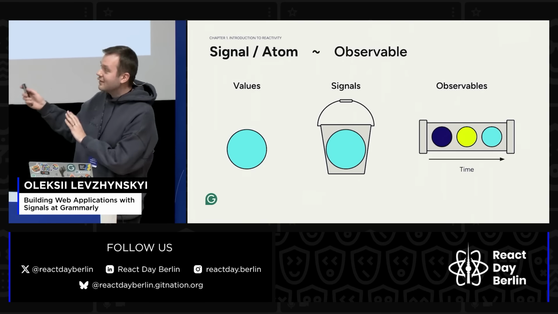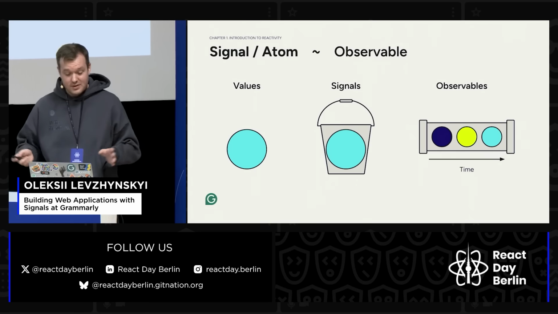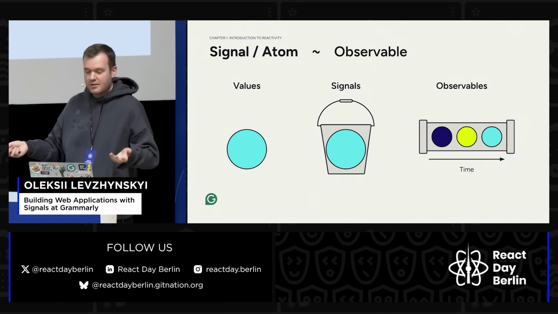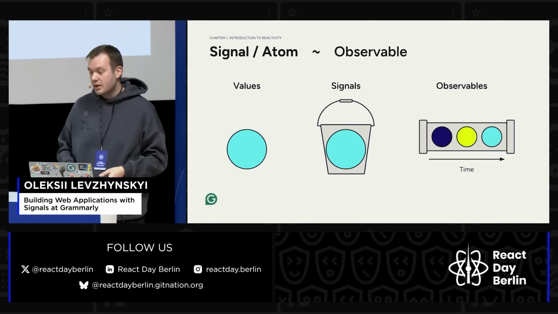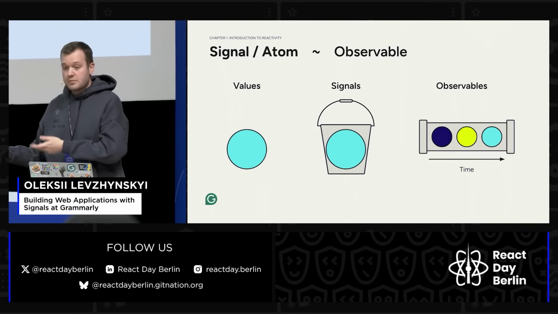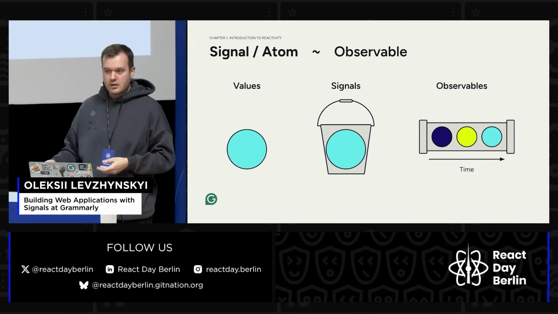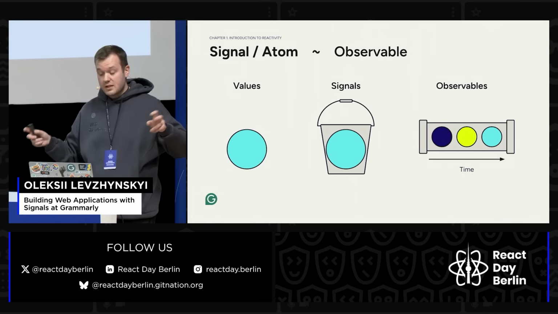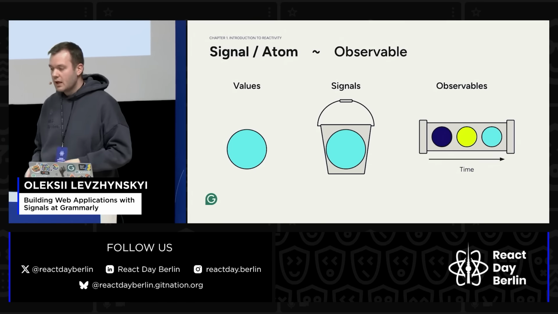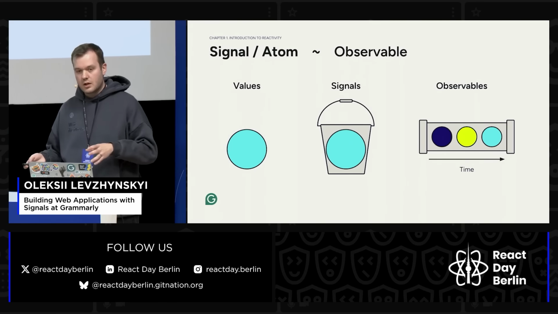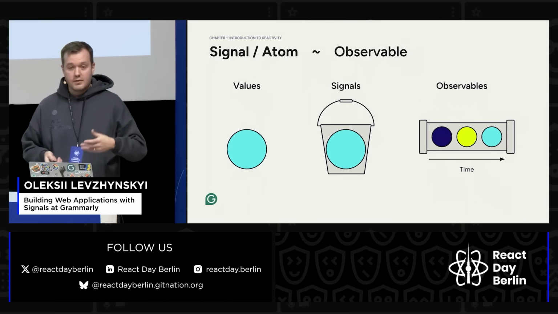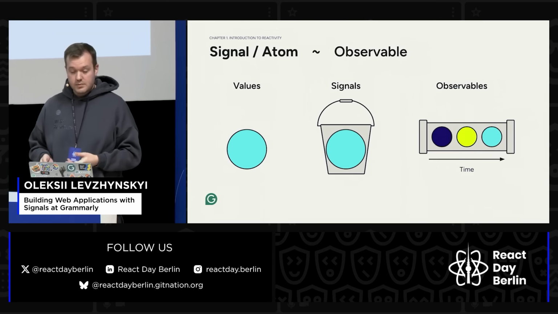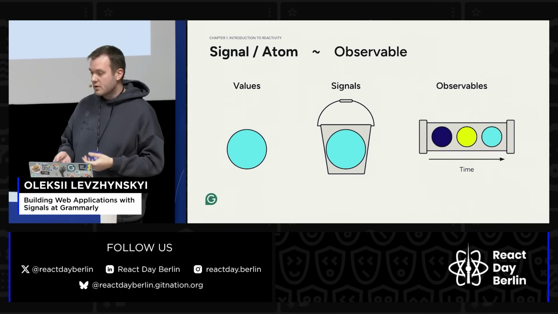It's a classical diagram, nothing special here. On the left side, we have just a value. What's the value? We can access it at any time synchronously. On the opposite side, we have an observable, just a stream of events, without a static value, but rather you need to listen for it. And the signal is something in between. First of all, it's like a bucket with a value that you can access at any time, as well as subscribe to, so it behaves in both ways.